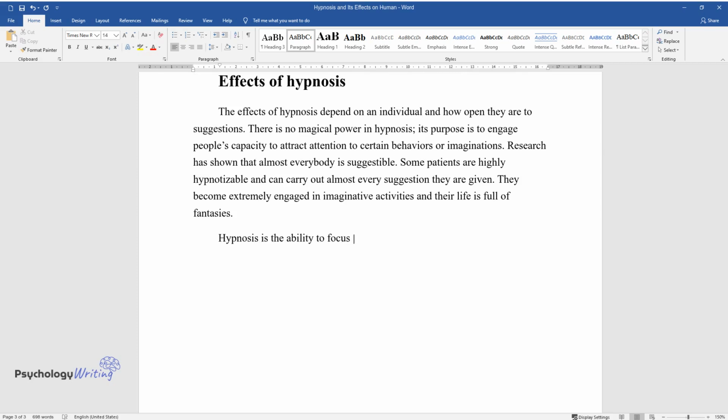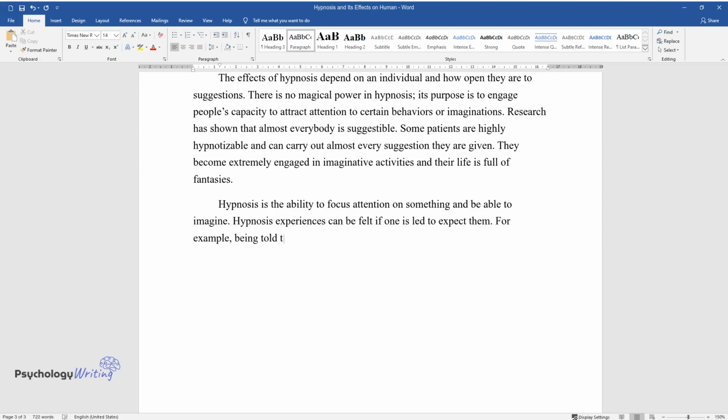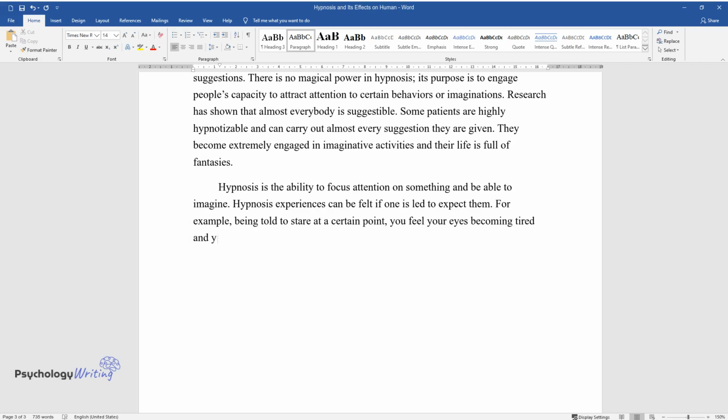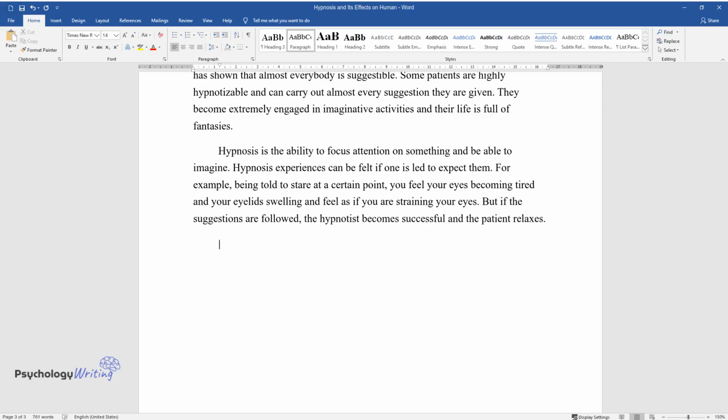Hypnosis is the ability to focus attention on something and be able to imagine. Hypnosis experiences can be felt if one is led to expect them. For example, being told to stare at a certain point, you feel your eyes becoming tired and your eyelids swelling and feel as if you are straining your eyes. But if the suggestions are followed, the hypnotist becomes successful and the patient relaxes.